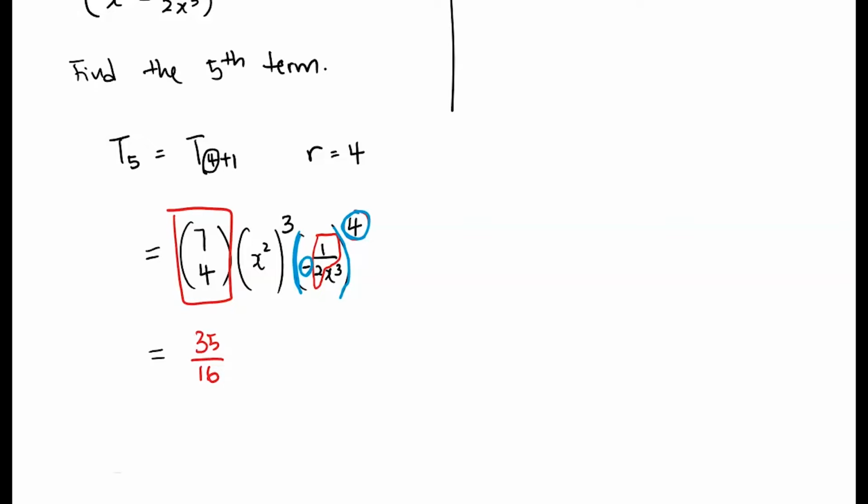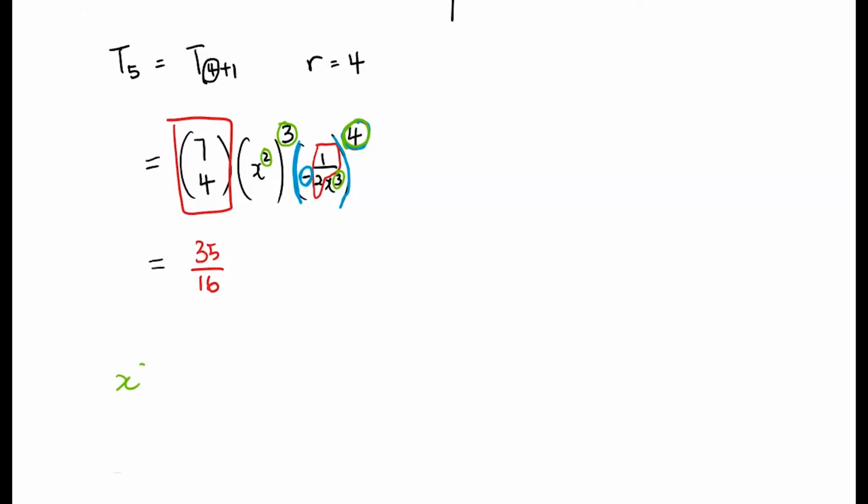And finally, we have to look at the powers of x. The powers of x would be from here. This is a power of x, and then it's raised to a power of 3. And we also have this one here, and it's raised to the power of 4. So this is x squared to the power of 3, and I have a 1 over x, to the power of 4. This thing here gives me x to the power of 6. The first one gives me x to the power of 6.